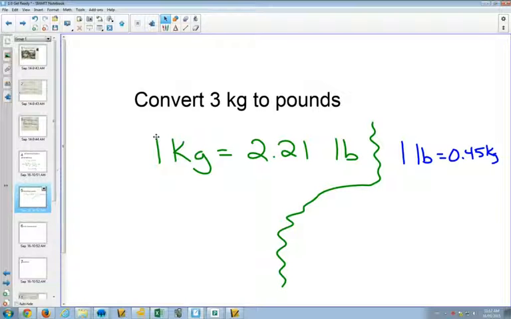Now, this formula sheet is set up so that you pick one over the other. Right now, we are converting kilograms to pounds, so we are converting metric to imperial. So they would say, we would like you to use this one at the bottom that says 1 kilogram equals 2.21 pounds. Okay? But both of them will work, and we'll see why that is.